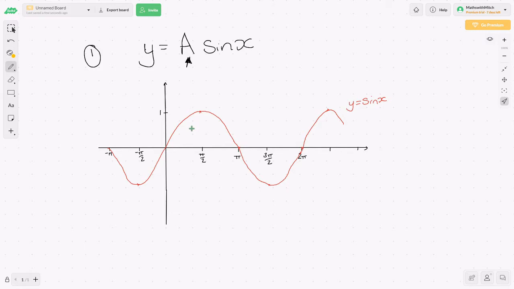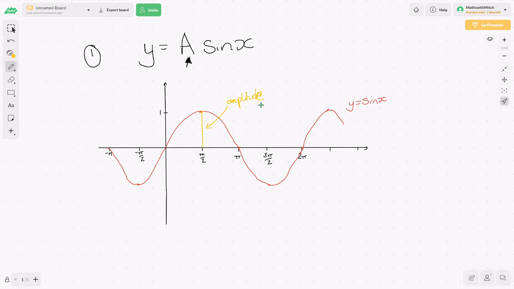A characteristic of the graph that we need to understand to be able to do this transformation is the amplitude of the graph. Now the amplitude is this. It is the vertical height from the midline of the graph. That is the amplitude. It's worth noting that it's from the midline.